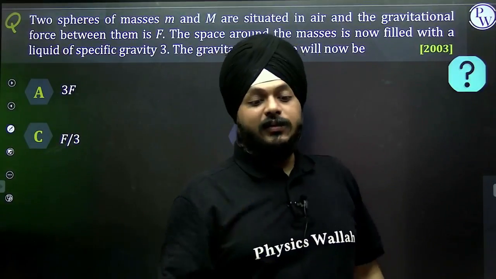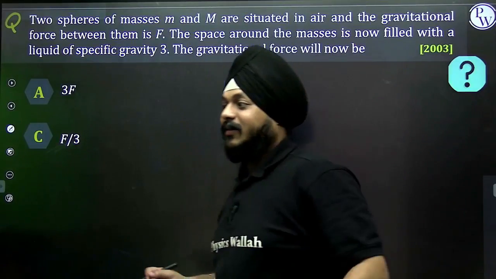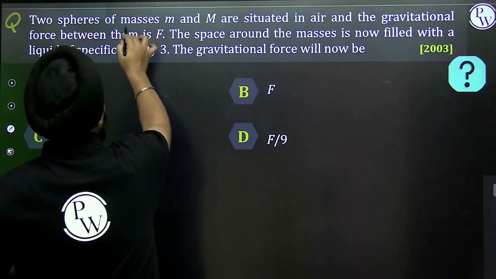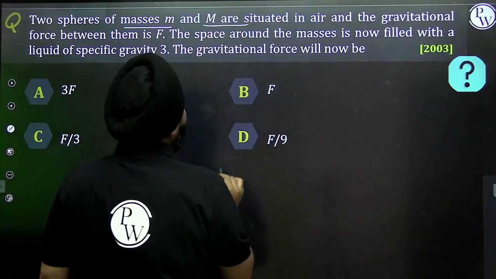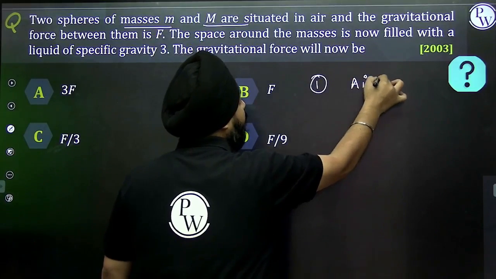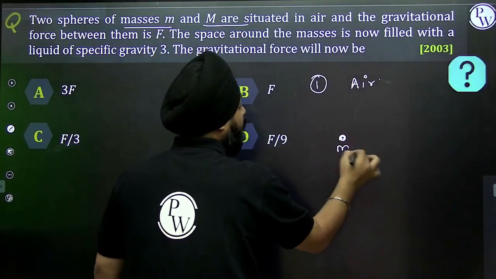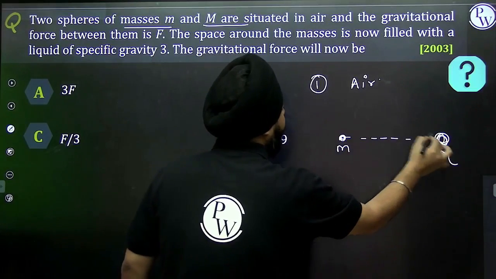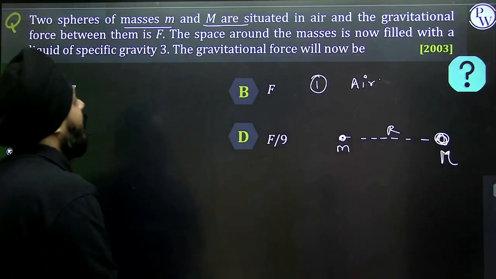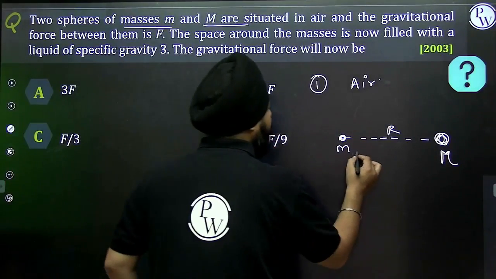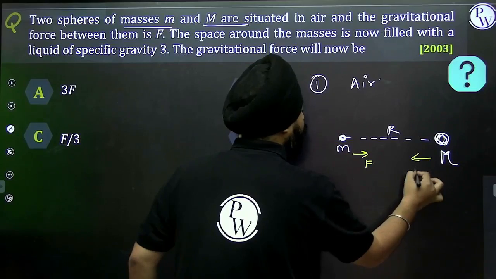Two spheres, again the same statement. Two spheres of masses m and capital M are situated in air. First case, it is air. This is small m, this is capital M. They are situated at a distance r. Now the gravitational force acting between them is F. Obviously, it is for sure.